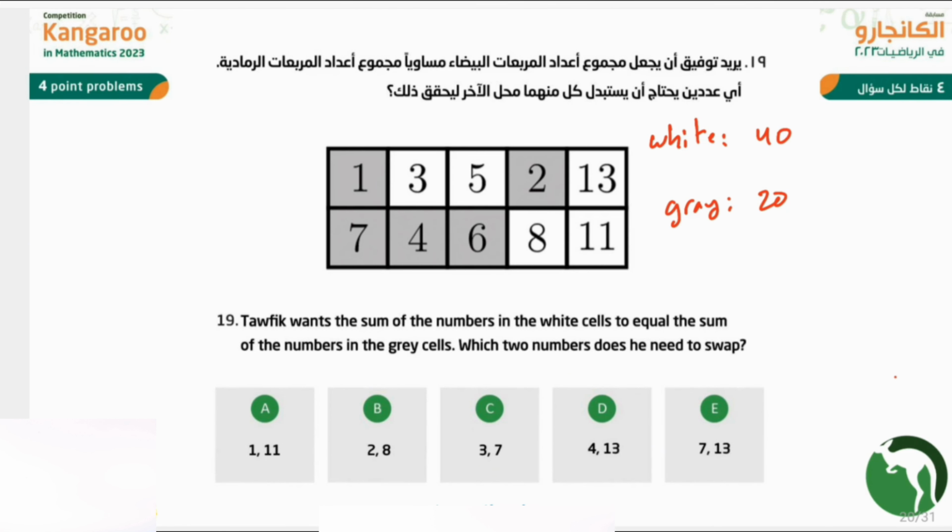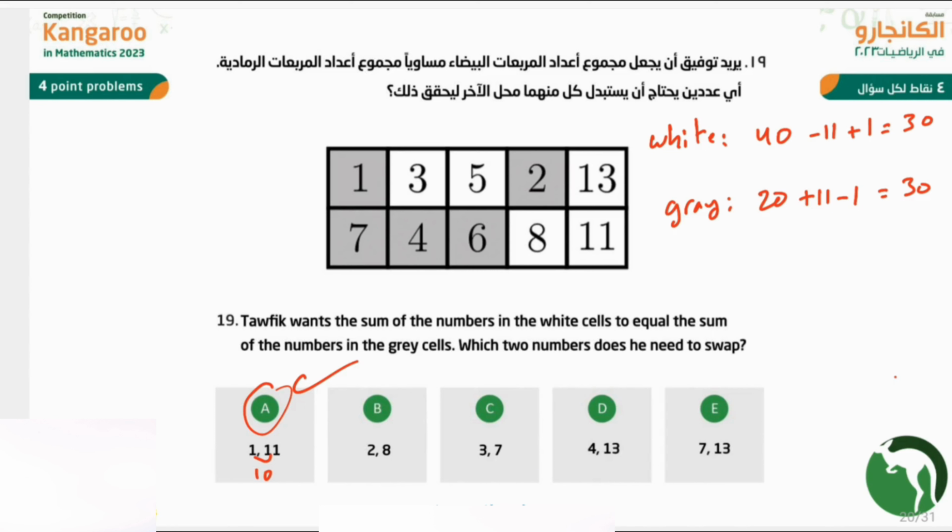So if we look at the answers, in the first answer we have 1 and 11. If we replace between 1 and 11, the difference between these two is 10. So it seems like it's correct. For the 40, if we subtract 11 and add 1, we will obtain 30. And for the 20, if we add 11 and subtract 1, we will also obtain 30. So A is the correct answer.